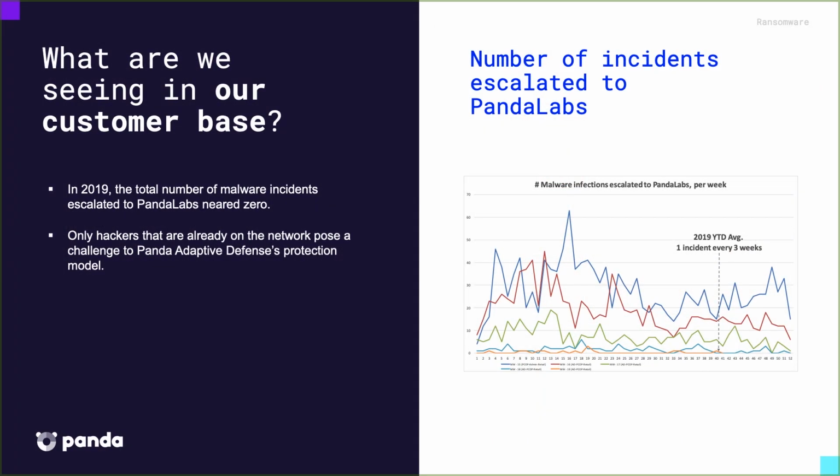So comparatively, what are we seeing in our customer base? In 2019, the total number of malware incidents escalated to our Panda labs neared zero. If we look on the right, we can see the 2019 year-to-date average was 1 incident approximately every 3 weeks, for roughly a total of about 12 incidents over the year.